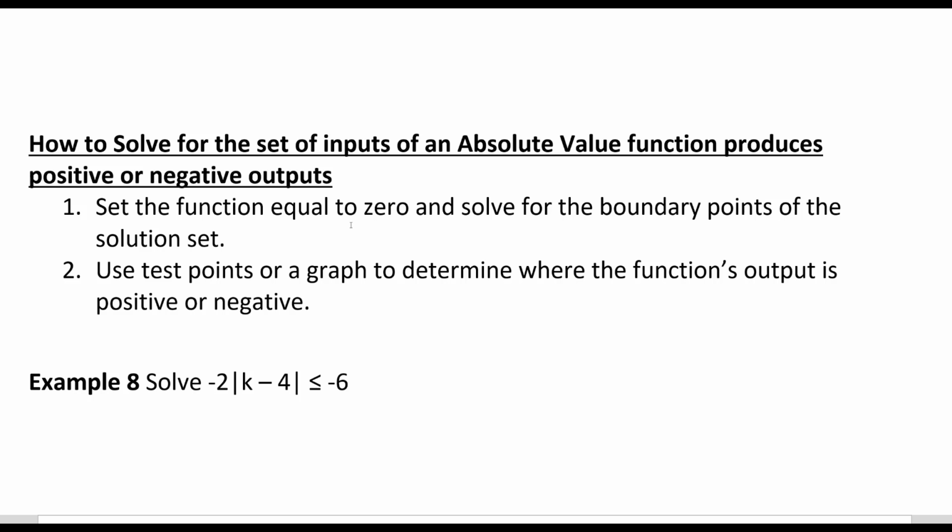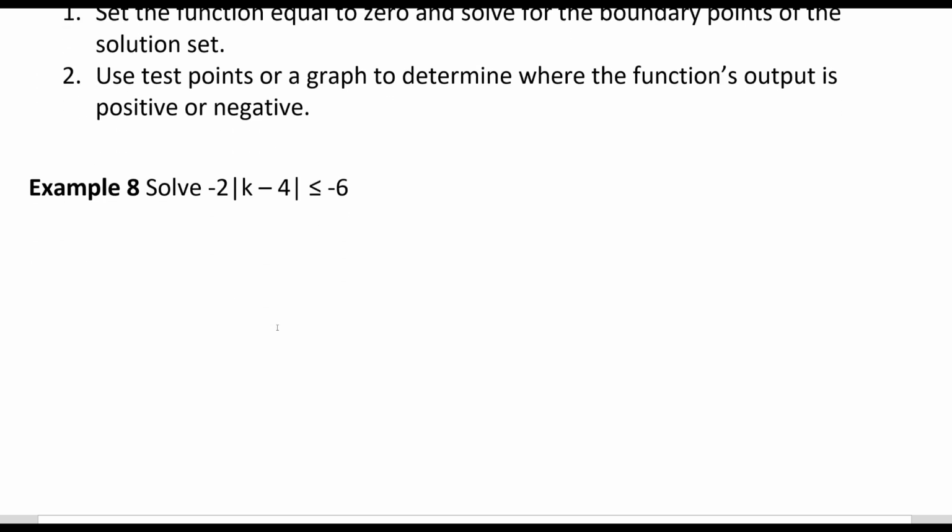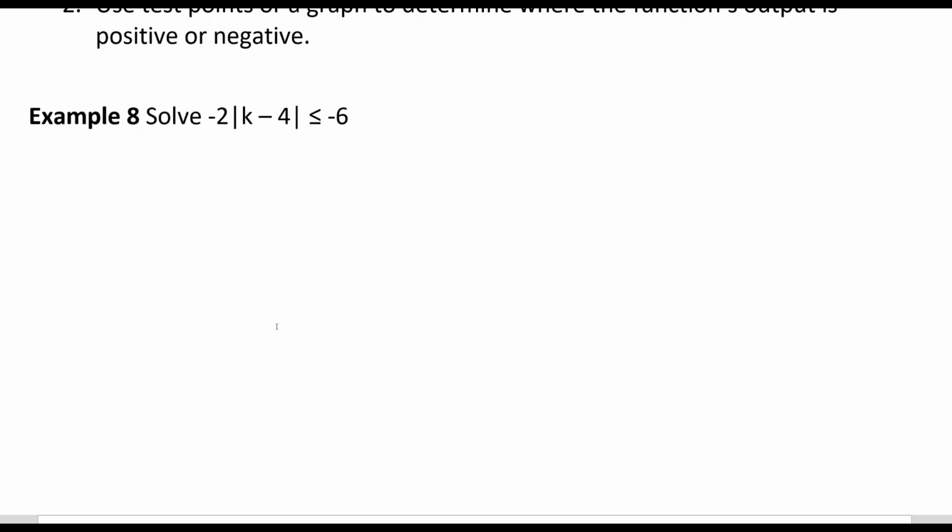How to solve for the set of inputs where an absolute value function produces negative or positive outputs. Set the function equal to 0 and solve for the boundary points. For the solution set, use test points. So yeah, we can do that. I don't think it's really necessary to get into that much detail here. Now, when I solve this type, I'll show you in a second.